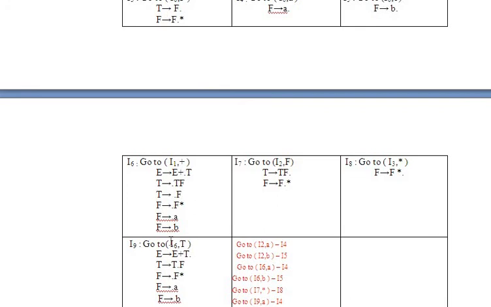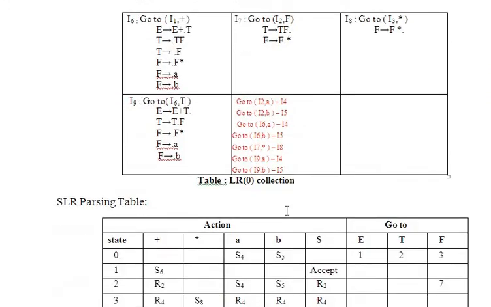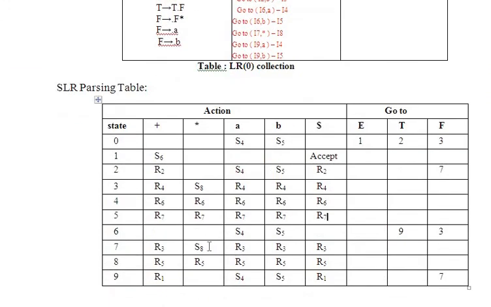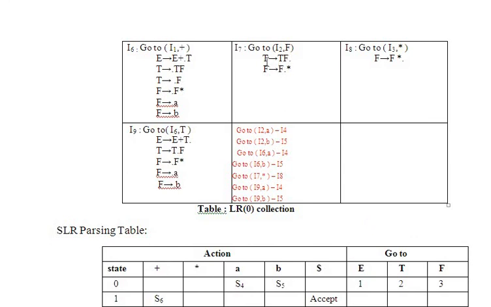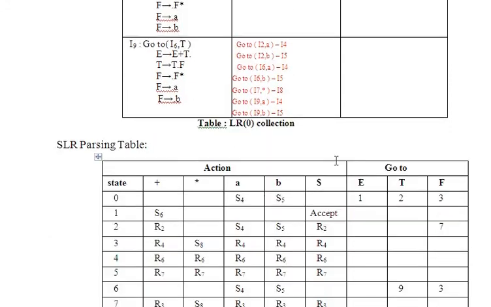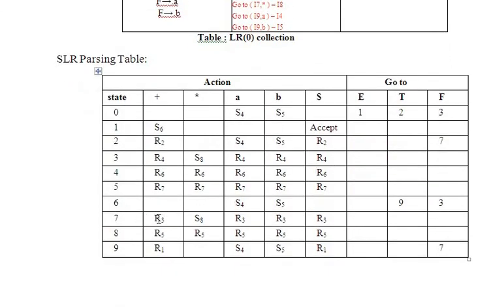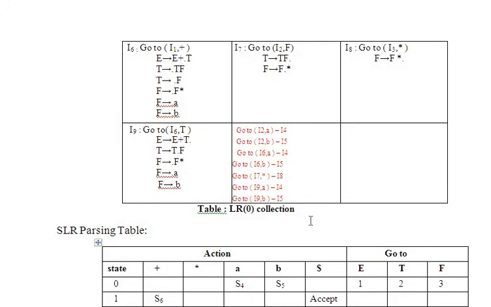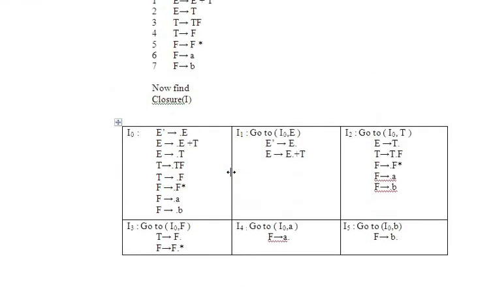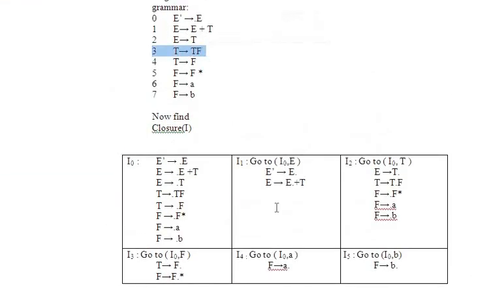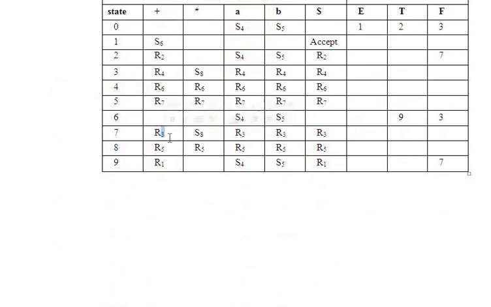Next, in this state there is no complete production. So I7: T gives T star F dot. In the 7th row, you have to make the reduce entry for the follow of T. Follow of T is plus, A, B and dollar. So in the 7th row, in plus, A, B and dollar, you have to write the reduce entry. T gives T star F dot is the production at 3rd position, so write R3.